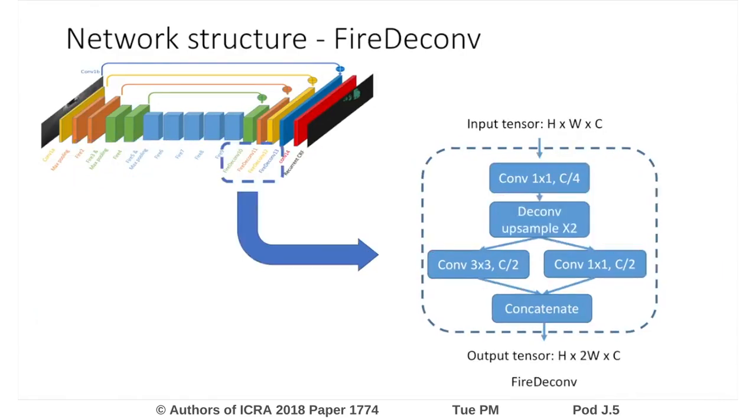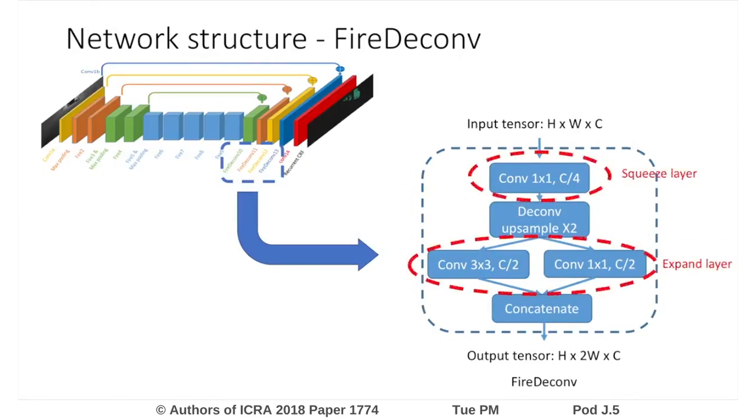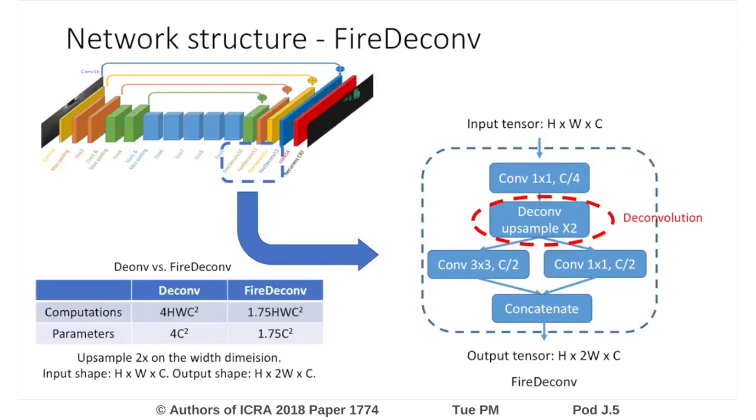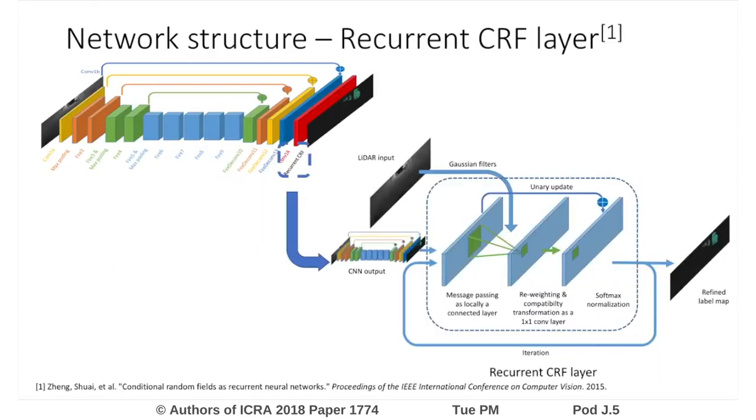To upsample, we use the fire deconv. To the right, we again have our squeeze and expand layers. Here, we introduce a deconv layer to upsample our inputs. Again, we see drastic reductions in both the number of parameters and units of computation. To finish it off, we use a recurrent conditional random field layer to refine results, introducing finer granularities of detail.